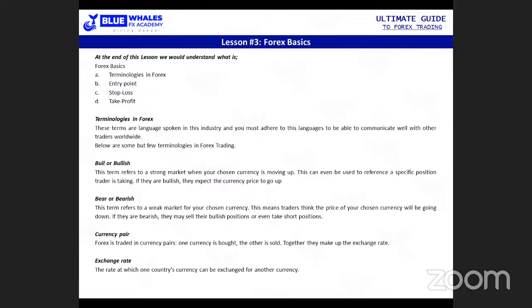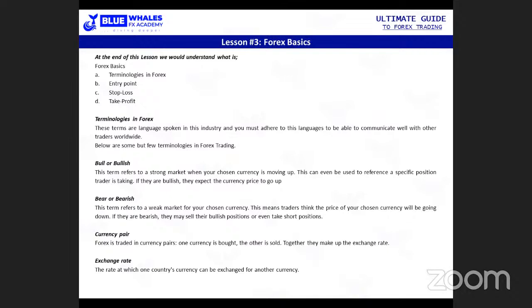So lesson 3, talking about the Forex basics. Actually, we are going to talk about 4 simple things which we have to know before we even begin anything concerning the market and Forex, all right? Before we even try to trade the demo, we need to know these 4 simple things. The first one will be the terminologies in Forex.